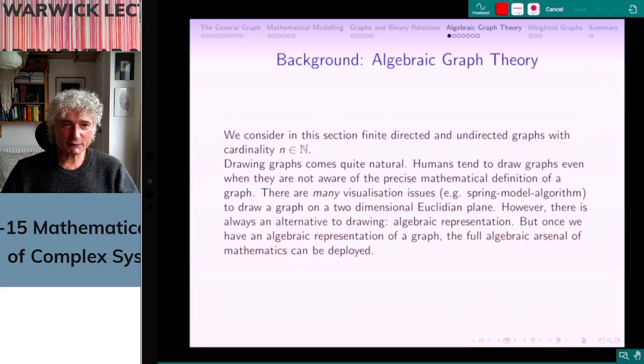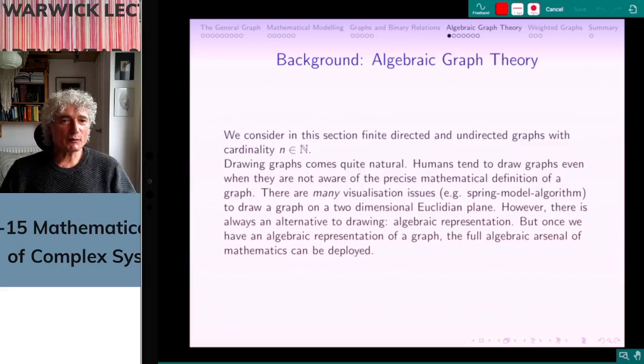And if you think of a graph visualizing, for example, the internet, or visualizing the road network of an industrial country, then these will be immensely complicated drawings. And usually they can only be done by computers. So graph drawing is very, very important.